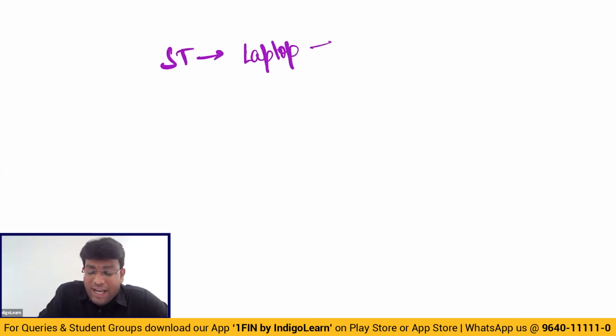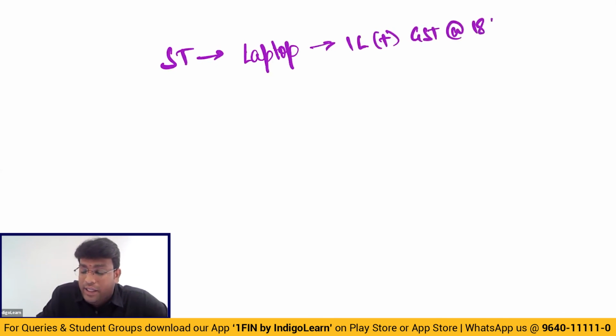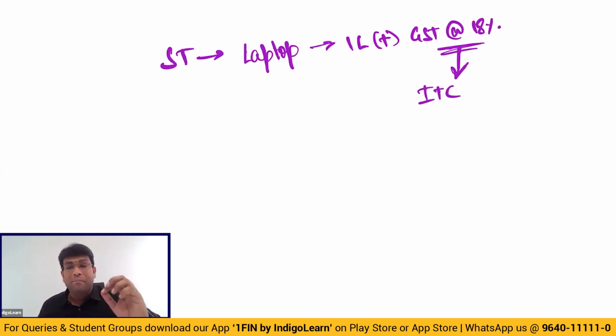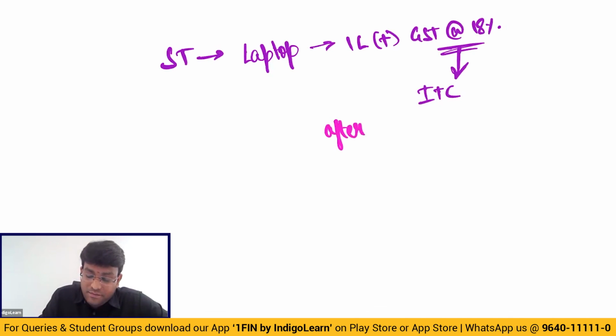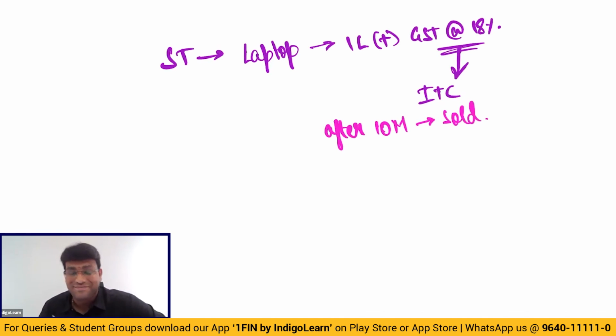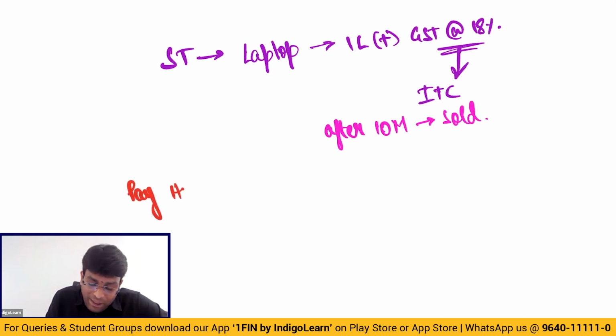Now I have a question. Listen, my dear friends. Shiva Teja, let us say I purchase one laptop for 1 lakh plus GST at 18%. This GST I happily claimed as input tax credit. But what has happened is, after 10 months, I sold it. Then what will happen? The law told one important point: please pay the higher of the following.